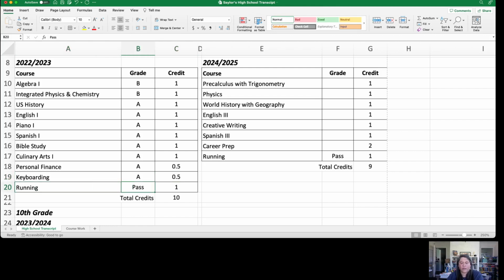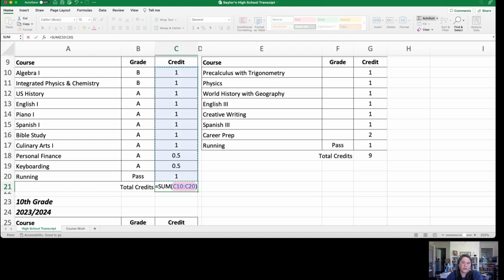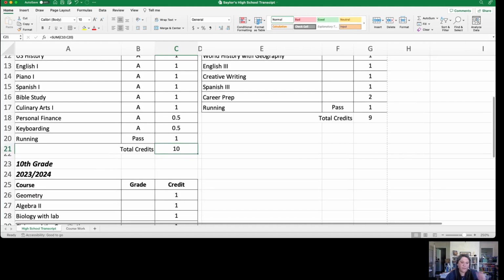There's going to be some courses that were pass-fail. Of course, I would never put a course on here that I said she failed, because why would you do that? And so I put pass. And then I just total up all of these. Now, if you're in Excel, you can use something called AutoSum, and it will do that for you. Or if you're like, I don't want to learn all that, Heather, then you can just type it in manually.